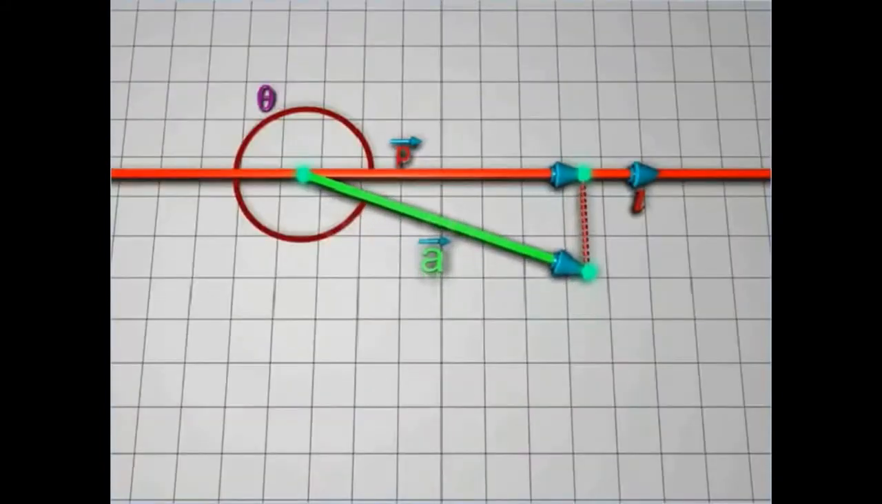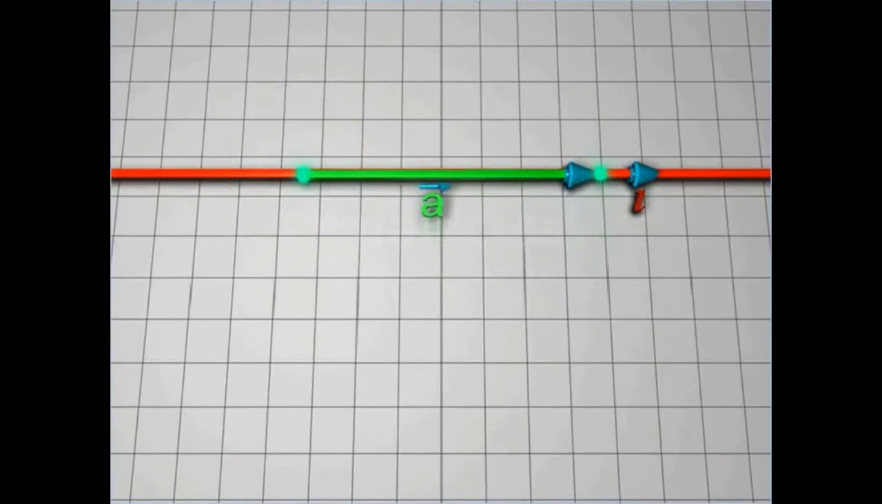Finally, for theta equal to 360 degrees, cos theta is 1 and the projection of vector A is the vector itself.